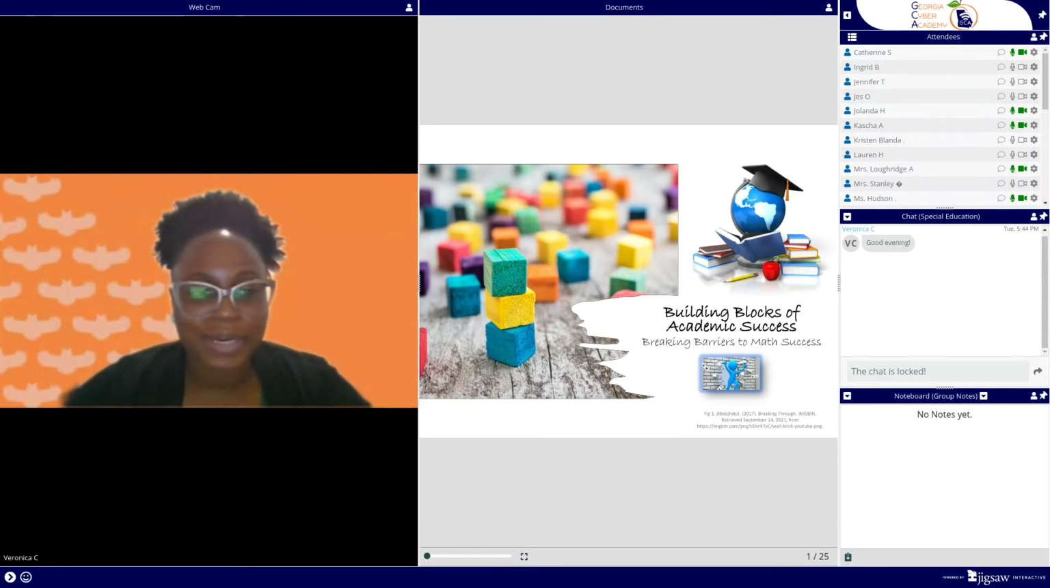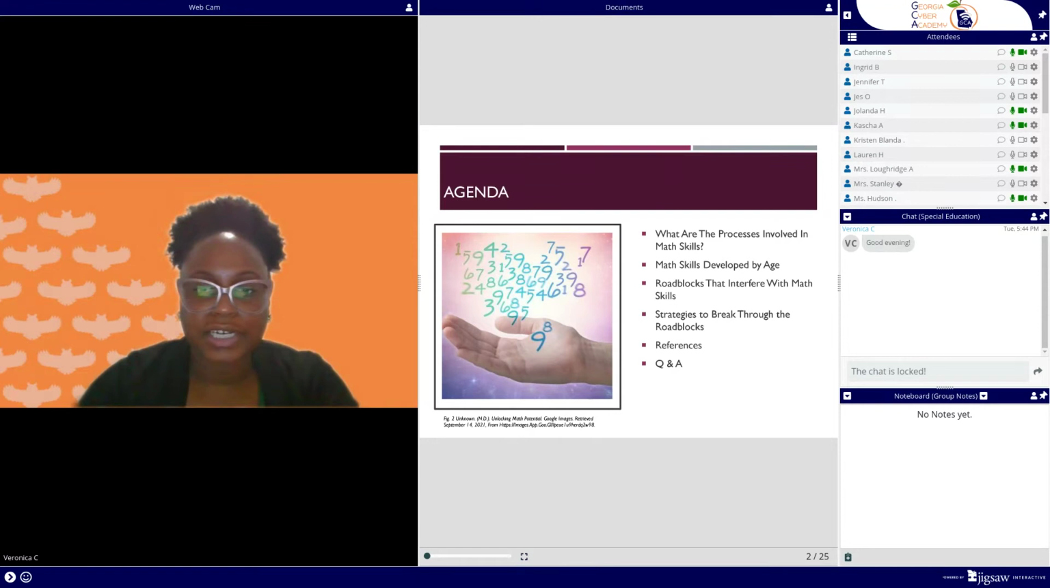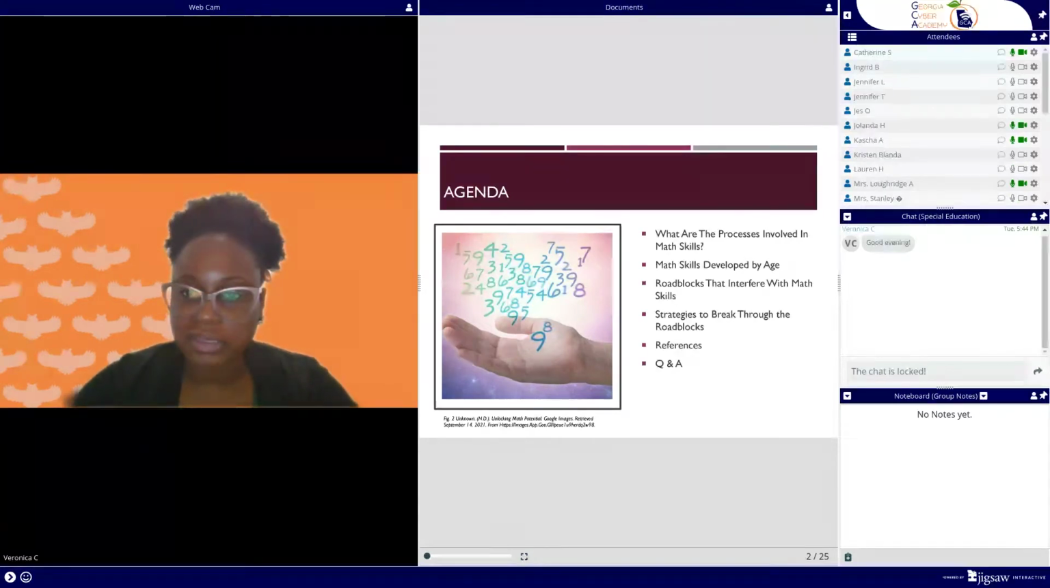So we're going to go ahead and get started again talking about building blocks of academic success. And we're focusing tonight on breaking those barriers so that we can have math success. So our agenda, we are going to be looking at what are the processes involved in math skills, how skills are developed by age, those roadblocks that can interfere with math skills, strategies to help break through those roadblocks, and then I'll provide you with some references and leave time for some questions as well at the end.